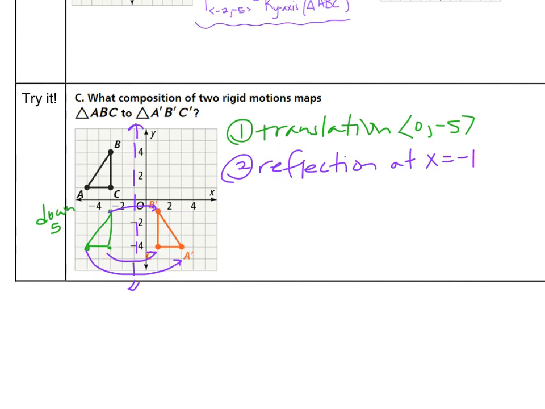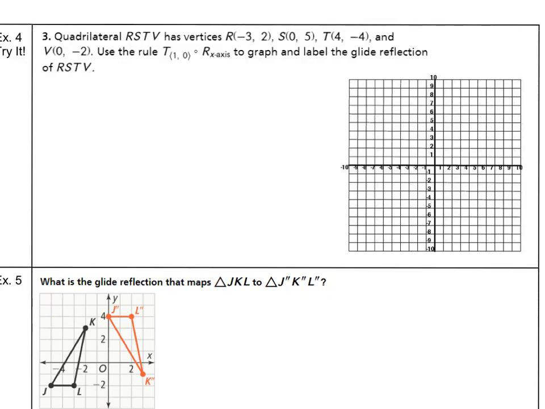So here's kind of an alternate way that we could create this glide reflection. If the reflection is done second, we actually write that first over x equals -1, and then the composite of the translation, 0, -5 of triangle ABC. Glide reflections are a little tricky to generate, but they just create another type of transformation on your graph. Our last example in the video will be example 3.